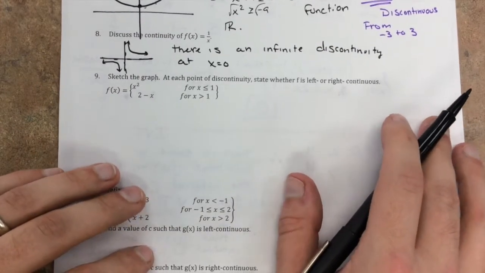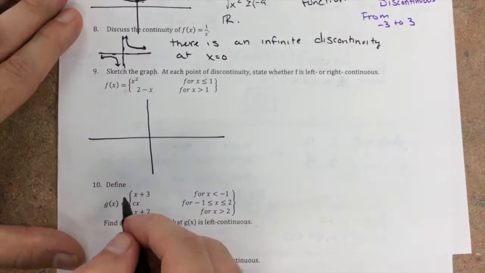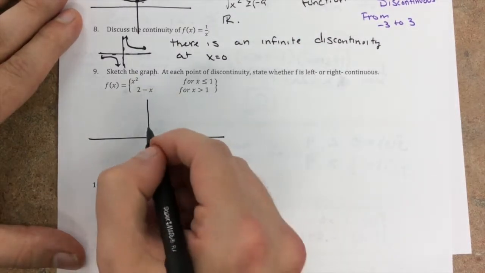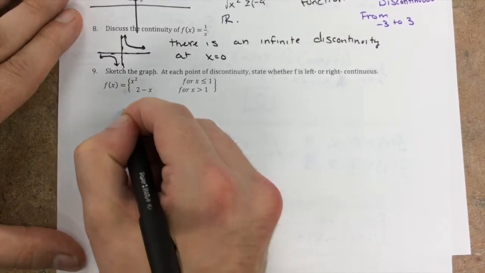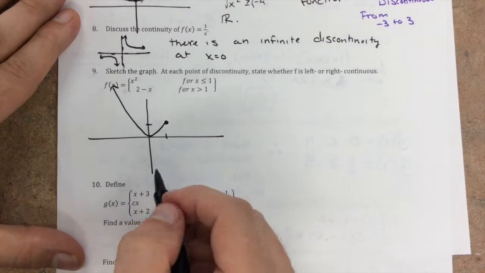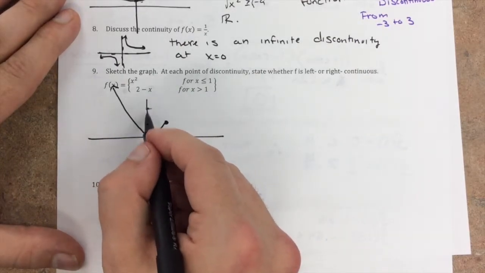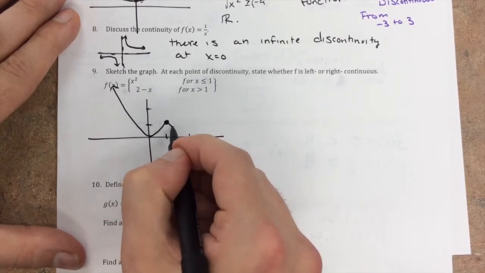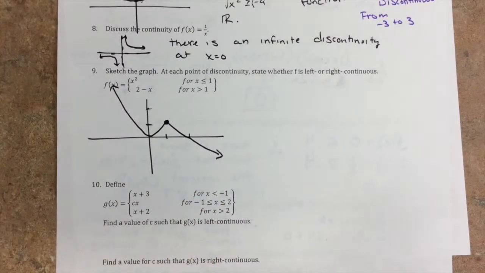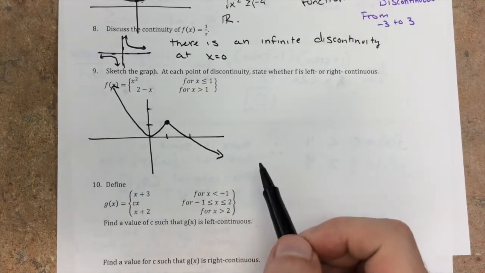All right, number 9, sketch the graph. So if I'm sketching this piecewise graph, the important part is 1. So I have my parabola here, looks something like this. And then I have this line 2 minus x, so it would be here, then down 1 over 1, okay? And then down 1 over 1. So there's my graph. At each point of discontinuity, state whether f is left or right continuous.